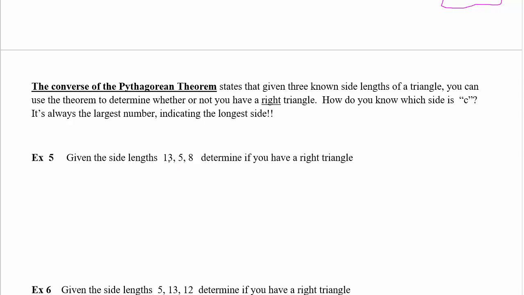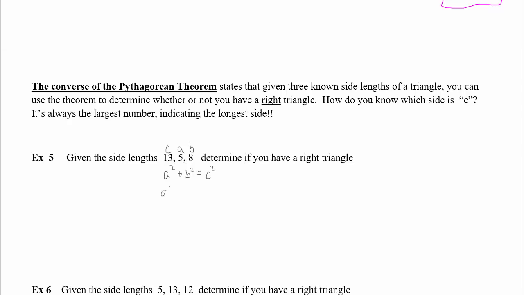So if we're given sides 13, 5, and 8, we want to know if those sides represent the sides of a right triangle. Well, let's try this out. The first thing we really need to know is which is side C. That's the most important. And right here it says the side C is always the largest side. In this case, that's 13. A and B doesn't matter which is which, so I'm just going to label A as 5 and B as 8. So let's see if A squared plus B squared does in fact equal C squared in this case.